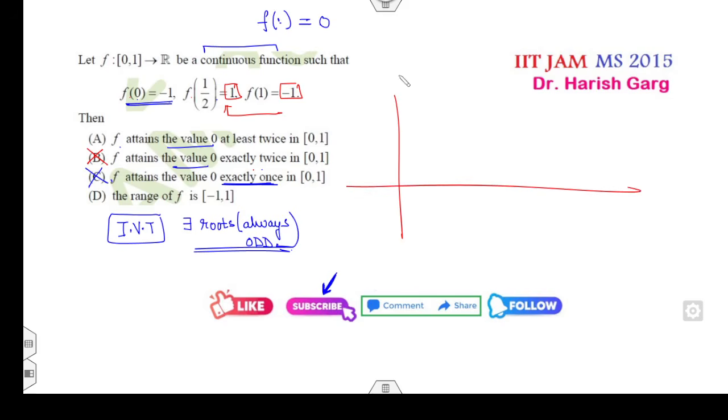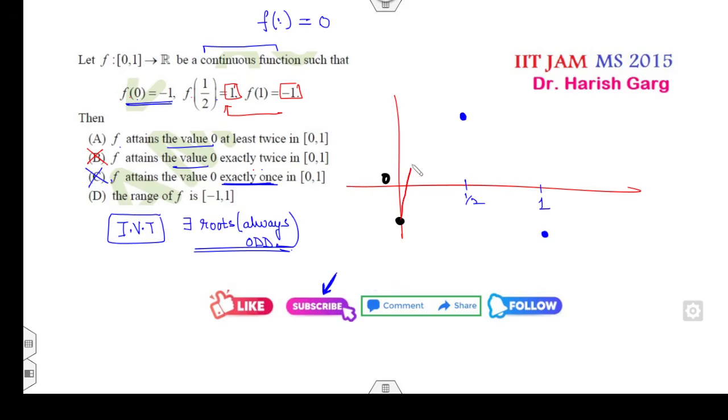You can see what is the value of the f(0)? -1. Fine. These are the value 0, this is the value half, this is the value 1. So look at the values. f of half is my 1, f of -1. फाइन. Now you can draw the graph.